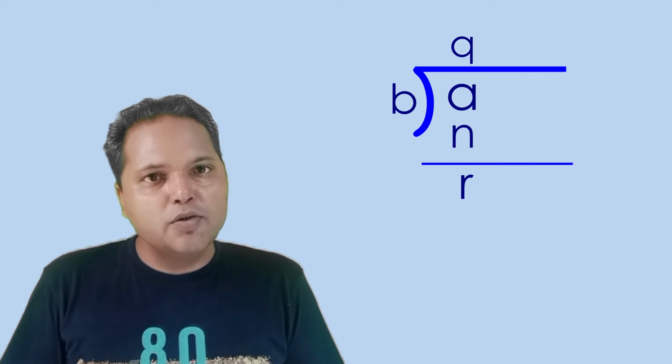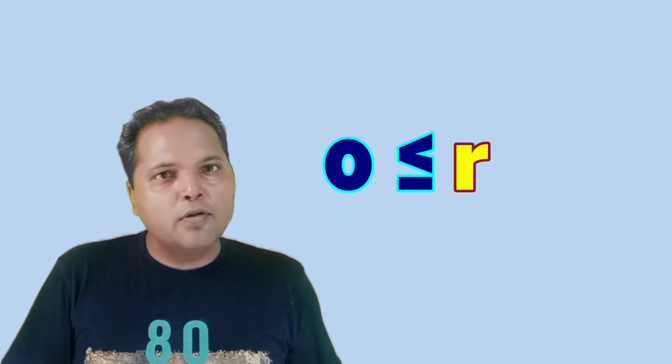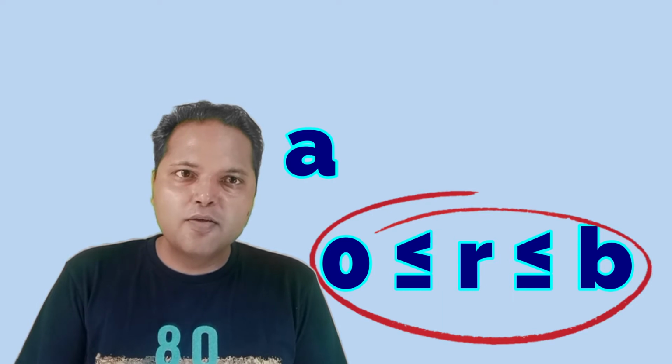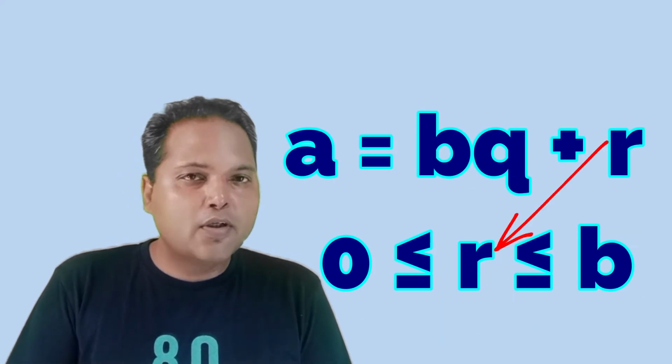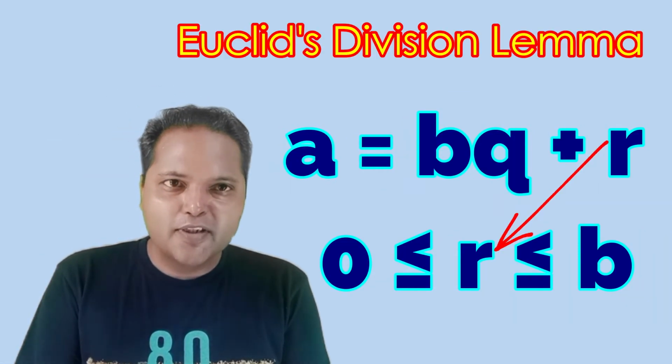So normally in any division process we continue the division process till the value of r is either equal to 0 या फिर वो हमारे divisor b से छोटा हो जाता है. And when we reach such a situation, we can express the relationship as a is equal to bq plus r, where r is either equal to 0 or greater than 0, or less than b. And that's called Euclid's division lemma.